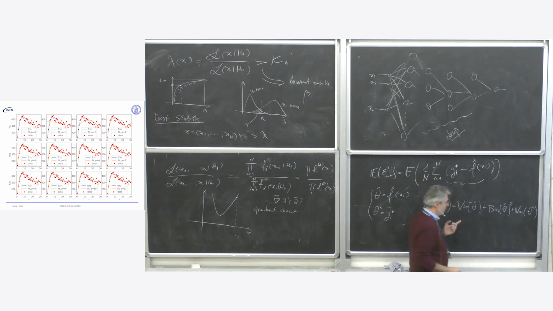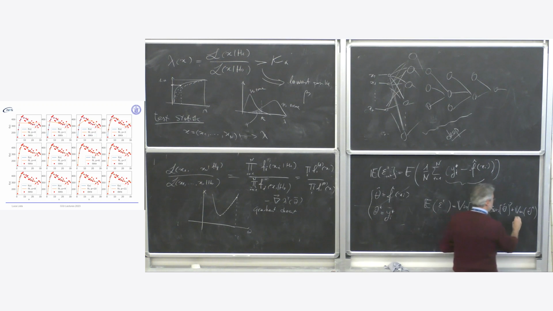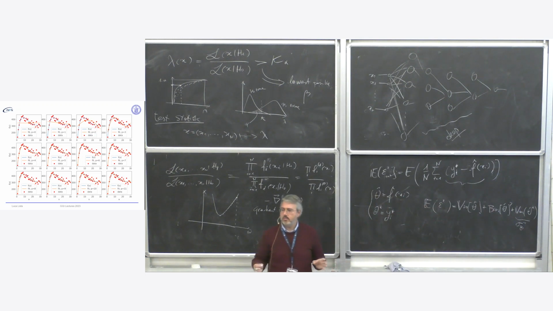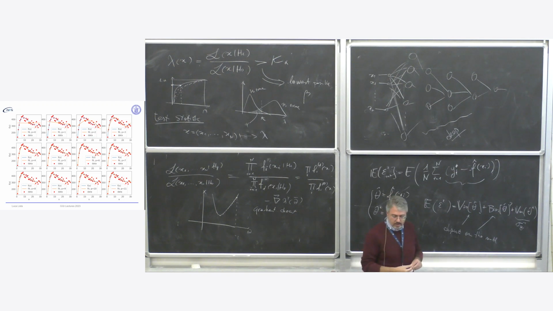So what are these terms? The variance of theta star is just the error, so this is sigma y squared, okay? And we cannot do any better than this. So points have their intrinsic fluctuations, and we cannot improve this. But the variance and the bias of the estimator depend on the model, so they depend on the fit that we are performing.